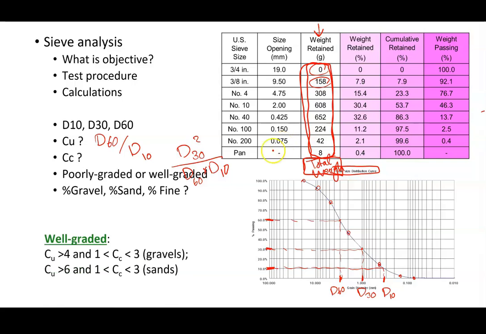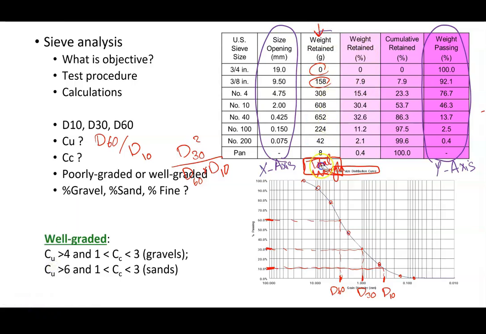Then you need to use these two columns. Opening size is our x-axis and percent passing is our y-axis, and you can make your grain size distribution curve. Make sure that you know how to do the calculations for these 4 columns.